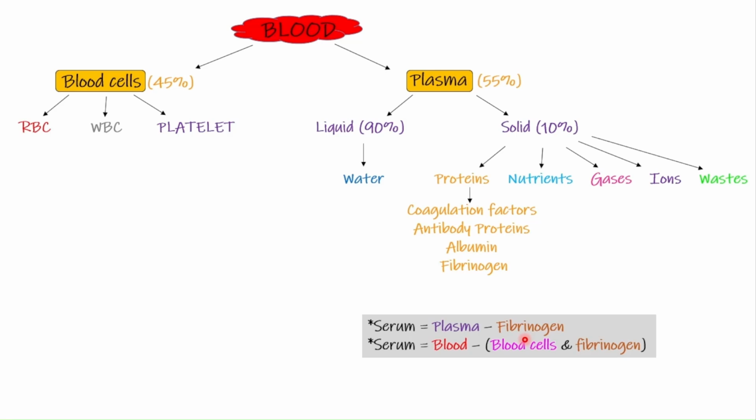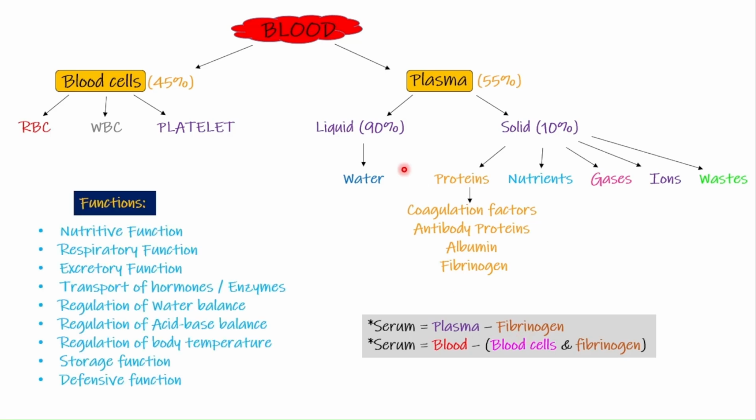Now if we discuss the functions of the blood, the function of the blood can be discussed by discussing the function of each of its components. For instance, what's the function of red blood cells? Red blood cells have hemoglobin in them. The hemoglobin is the main protein which will carry oxygen from the lungs to all the tissues. Then we have WBCs, white blood cells. White blood cells have their role in immunity. They protect our body from foreign invaders.